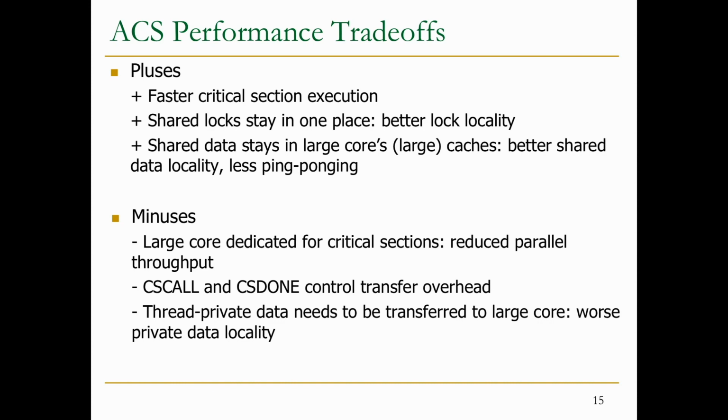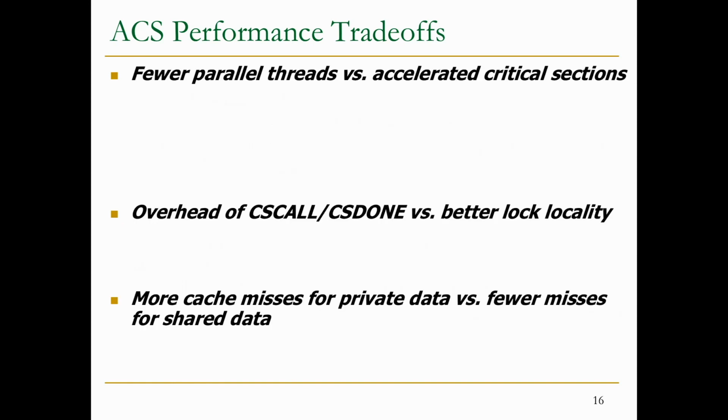Because everybody needs to transfer a lot of private data into the large core, and now you cause a lot of communication. Then the question is, which one's bigger? Is your private data bigger, or is your shared data bigger? And there's a lot of interesting analysis in the paper. You can look at that. But let's take a look at the performance trade-off.